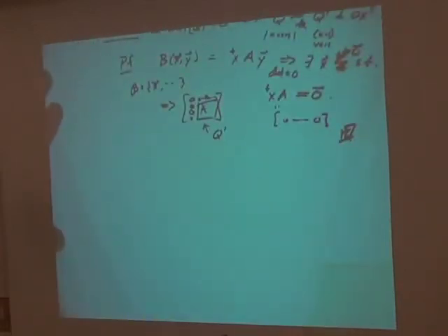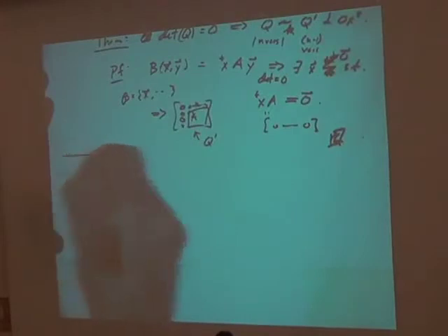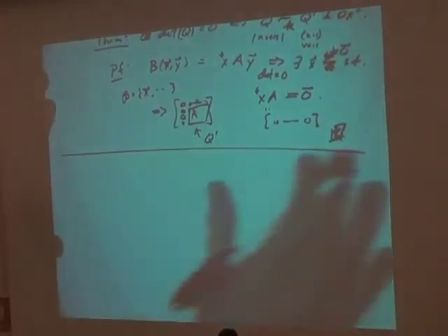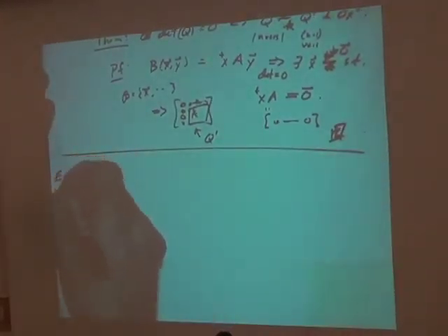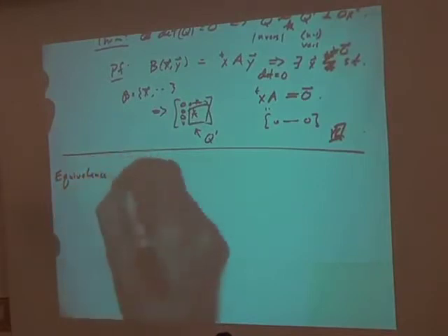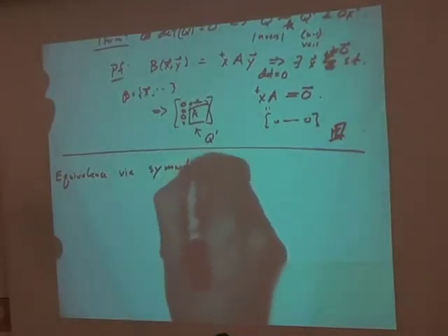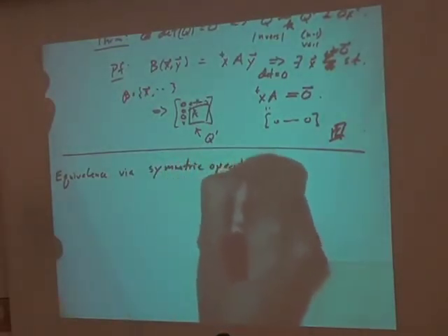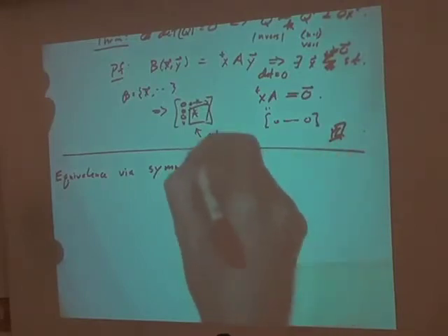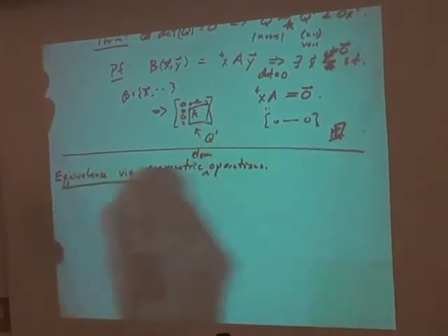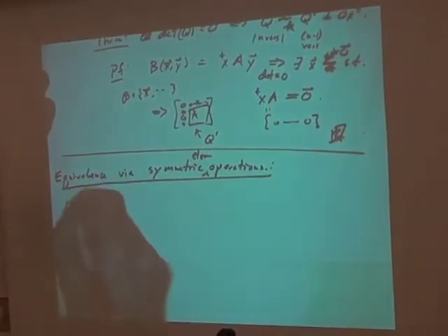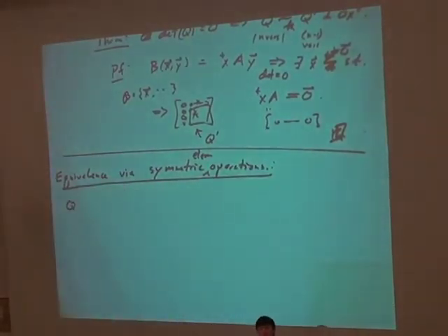Let's see. I guess it's kind of useful to talk about how you think about equivalence, equivalence via symmetric elementary operations. So usually when we represent a quadratic form, there are lots of ways to think about it, and the best way for computing with it is to think about it as a matrix.